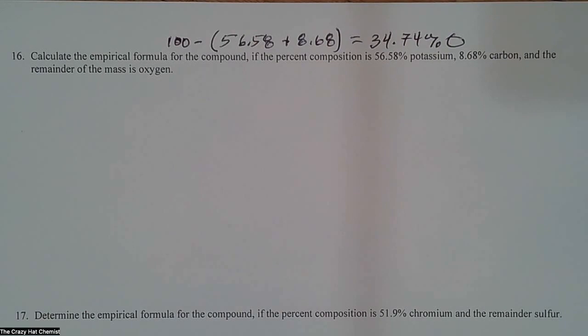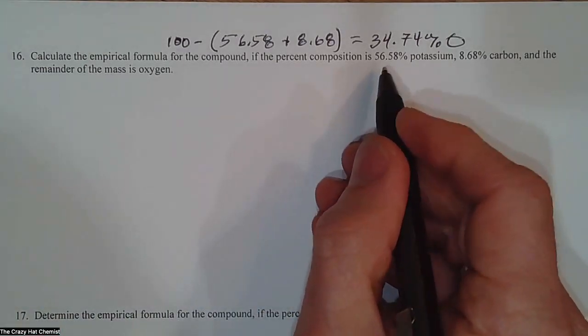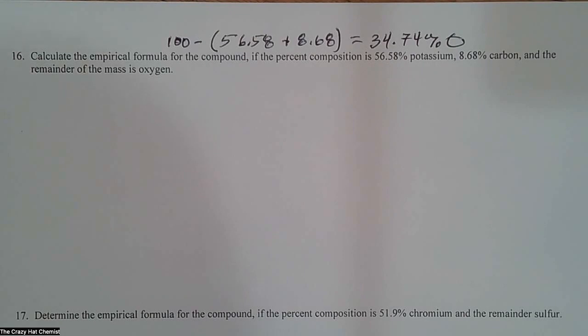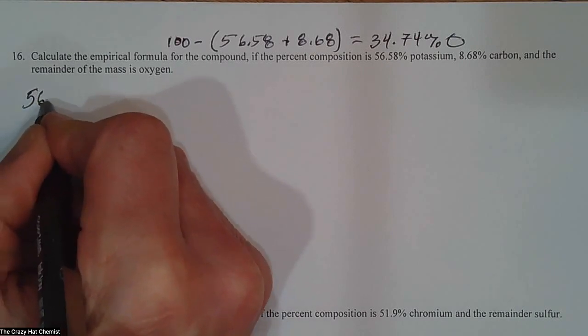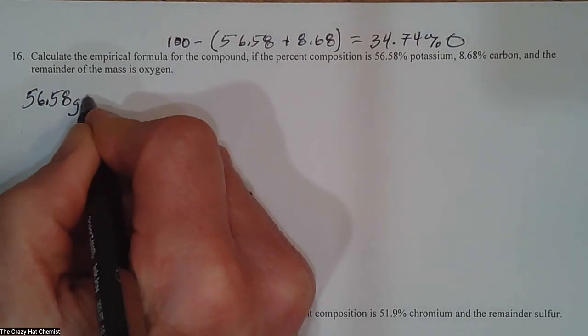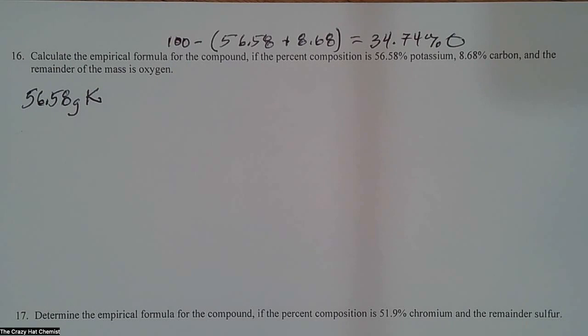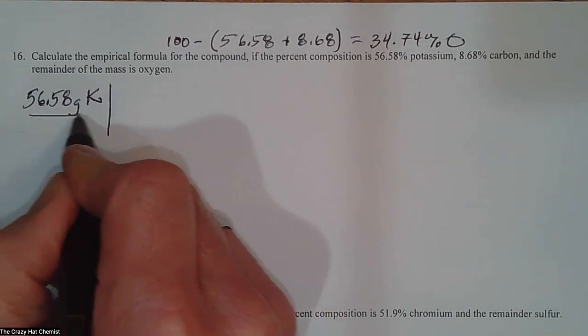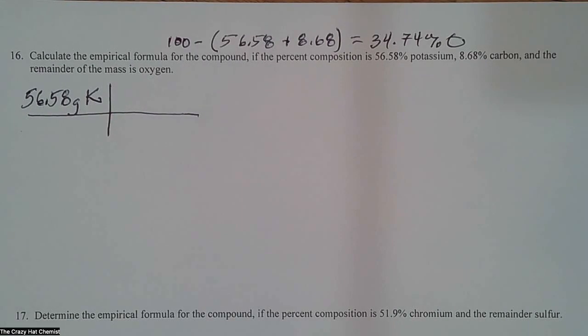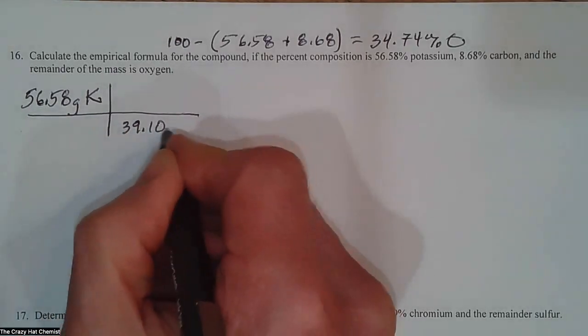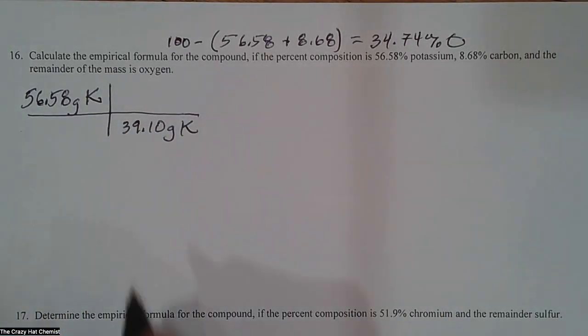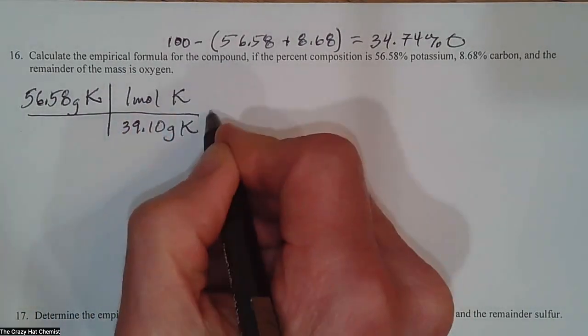All right, so we're going to start off with the potassium, the carbon, and then the oxygen. So the potassium amount, again, since we have 100%, we're going to assume 100 grams. Therefore, our percentages are now grams. 56.58 grams of potassium. And we are going to get the simplest whole number mole ratio. So the first thing that we need to do is determine the number of moles. I'm going to look on my periodic table, find the molar mass for potassium. That's 39.10 grams of potassium, and that's equal to 1 mole of potassium.